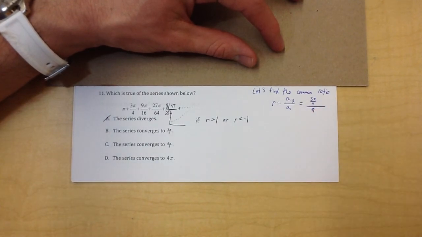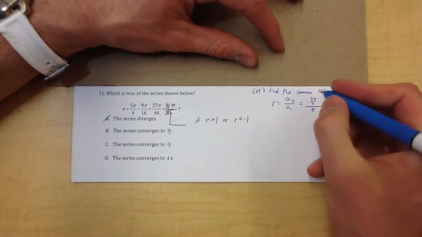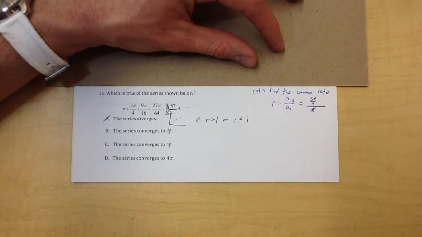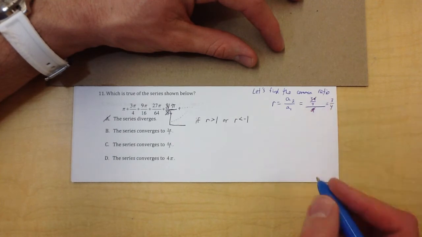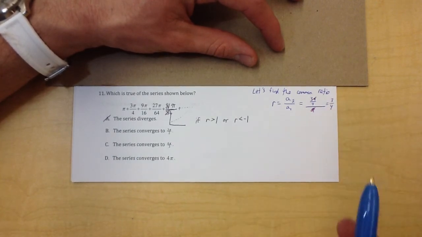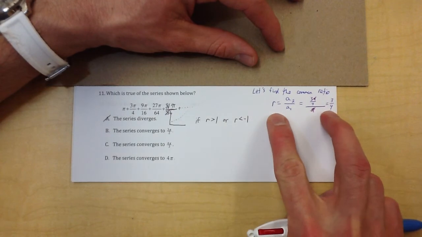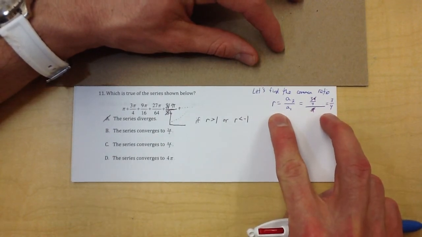Mr. Reader, that's confusing. Quit your whining. It's not. Pi cancels. What are you left with? 3/4. So the common ratio is 3/4. That's going to come in really handy. Well, how are we going to use it, Mr. Reader? Well, let me tell you.